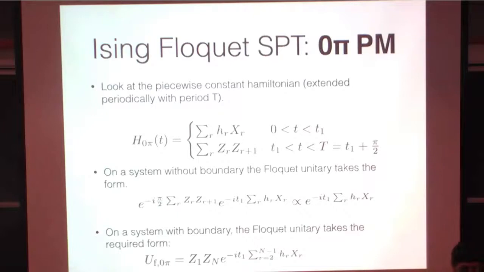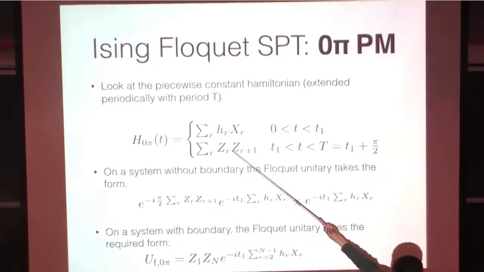We'll do it using a two-part drive. Consider the following piecewise constant Hamiltonian corresponding to the 0 pi paramagnet. For the first part of the drive, for time t1, you just drive with this trivial paramagnetic Hamiltonian. And for the second part of the drive, for a duration of total pi over 2, you drive with this ferromagnetic Hamiltonian. Well, actually, antiferromagnetic, I guess. On a system without any boundaries, you can construct the corresponding Floquet unitary. This component comes from driving with this, and this component comes from driving with this.